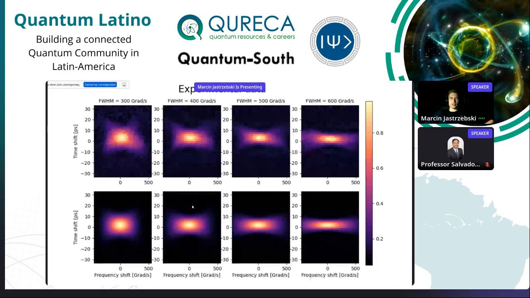So let me show you those pictures. Here you have the experimental data for certain spectral widths. It's full width at half maximum. We have some strange units here, but grad per second means gigahertz times 2 pi, because we use the angular frequency. And at the bottom, we have the computer simulation that we wanted to compare those experimental data with.